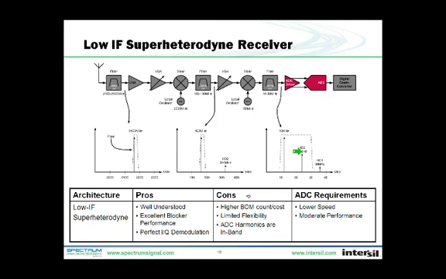On the downside, it includes a higher bill of materials due to the multiple layers of filtering, gain, and mixing stages. This architecture traditionally has limited flexibility as well because the filters are essentially tuning the receiver to the desired band of interest in hardware. And finally, since we've mixed the signal so close to DC, the second harmonics of the lower frequency ranges in the band of interest end up being in band.